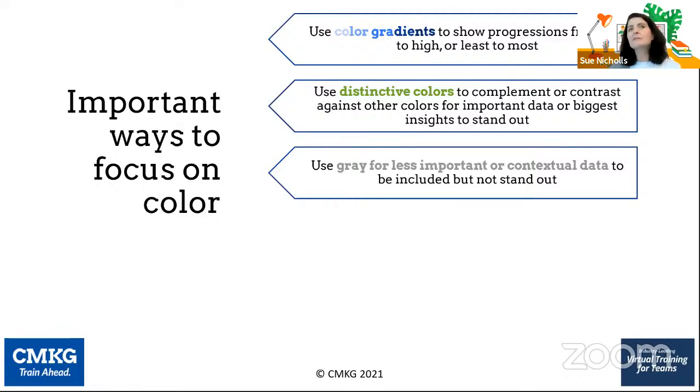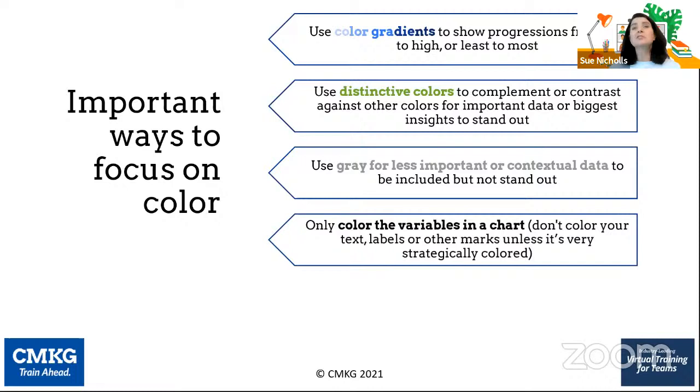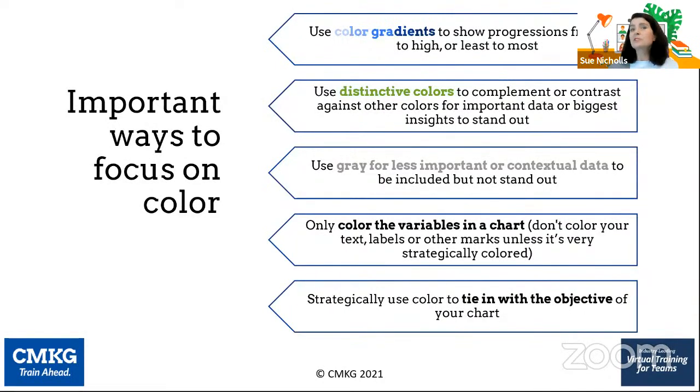The other thing that's really important to think about is that if you do have the opportunity to have custom, like you already have pre-built PowerPoint presentations given to you, go in and change some of the colors and things so that those pieces that really stand out are the ones that are the most important things that are shouted out in a slide. Only color the variables in a chart. Don't color the text, labels, or other marks unless it's very strategically colored. Too much color creates cognitive load, and cognitive load makes it really hard for our brain to bounce around and try to understand what it is we're looking at. And I'm going to show you an example of that in just a minute. And also strategically use color to tie in with the objective of your chart. And I'll show you an example of that as well.